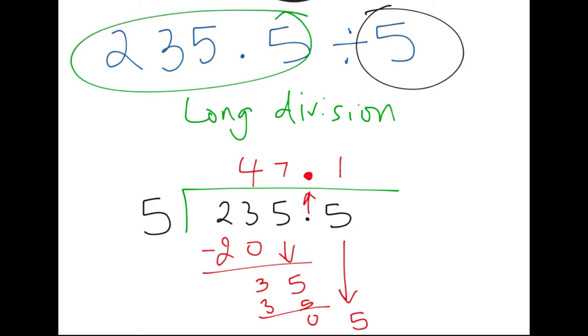5 goes into 5 one time. 1 times 5 is 5. So when I do minus 5, I get 0. So my answer is going to be 47.1. I want you to realize how my numbers are lined up.